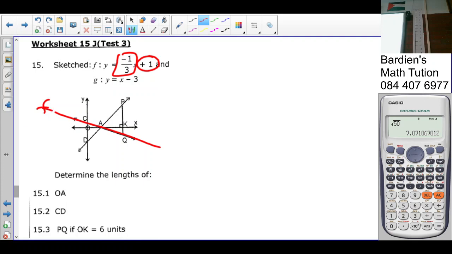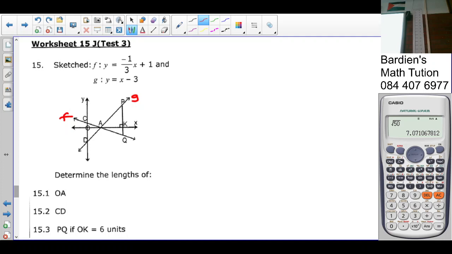Again, the graph is decreasing, negative gradient, and has a positive y-intercept. So if it's decreasing, it's going down. There's a negative gradient, it's leaning to the left, and the y-intercept clearly there is positive. So that is going to be the f of x graph. And then of course this has to be the g of x graph. It is increasing and has a negative y-intercept.